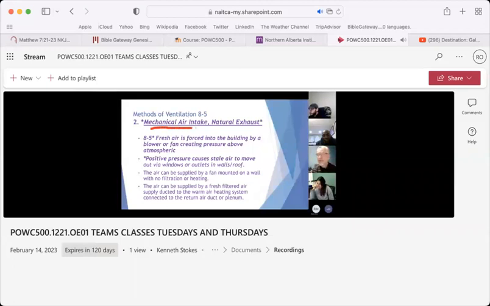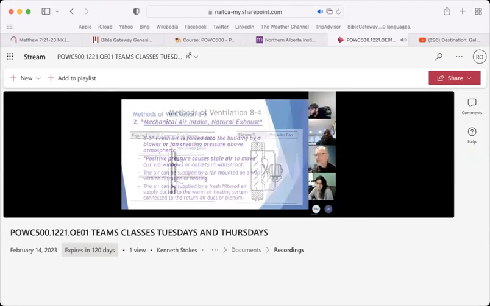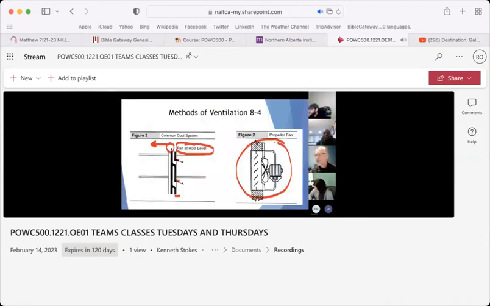The other method, number 2, mechanical air intake, natural exhaust, fresh air forced into the building by a blower fan, creating pressure above atmosphere. So this is positive pressure, and that will cause the stale air to move out through the windows or outlets in the walls of the roof. Air can be supplied by a fan mounted in a wall. There's no filtration or heating. This is the fan in the wall.